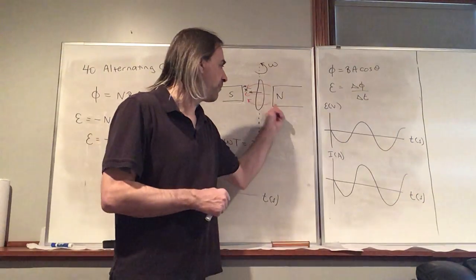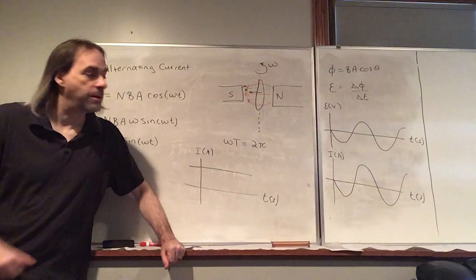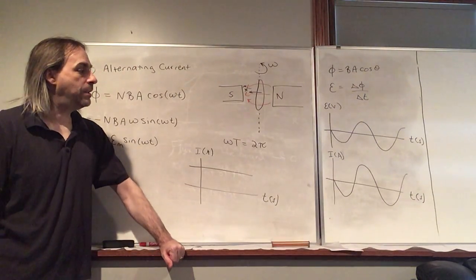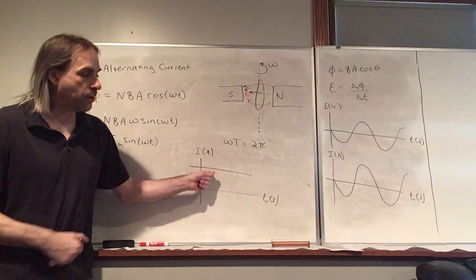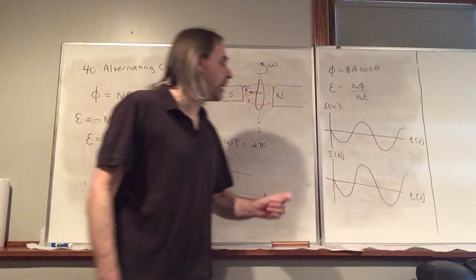This is what we get from spinning a coil in a magnetic field. And, very different behavior. So we give them names. We call this a direct current. This is an alternating current.